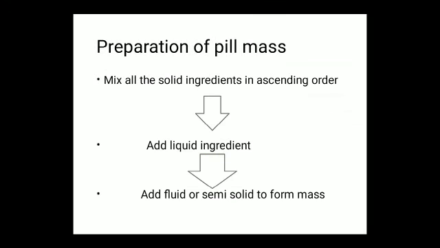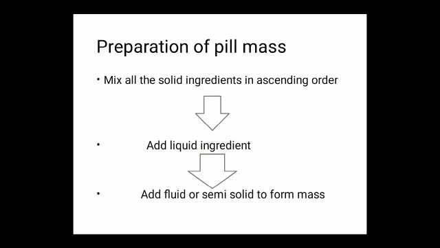The first step is preparation of pill mass. This is the first step involved in preparation of pills. Pills are prepared by using the following process. Mix all the solid ingredients in ascending order of their weights in a pill mortar. Add any liquid ingredients that are present and mix thoroughly by the trituration process. Add fluid or semi-solid excipients a little at a time with trituration until a uniform pill mass is formed.